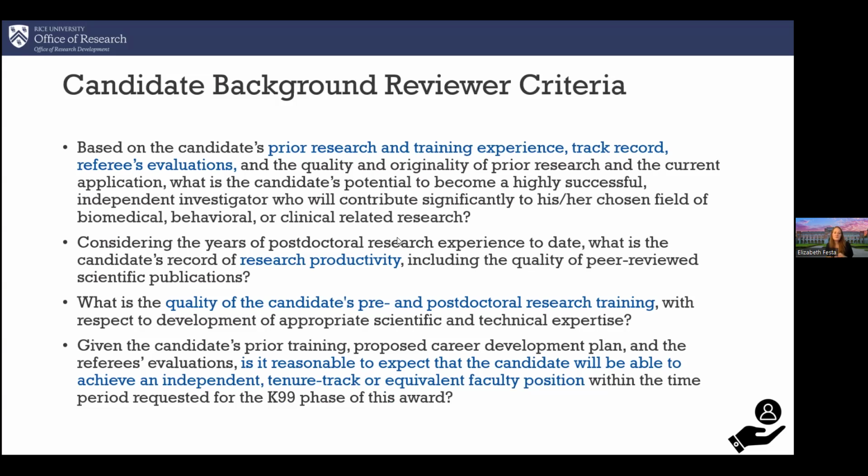Okay. So really what they're driving home here is productivity as measured in your published papers, as well as the quality and impact of those papers, the quality of the journals in which they're published, and your research products in general, as well as whether or not they're thinking that you're going to be able to achieve a tenure track or equivalent faculty position within the 2 years that the K99 mentored portion of the award has set forth.